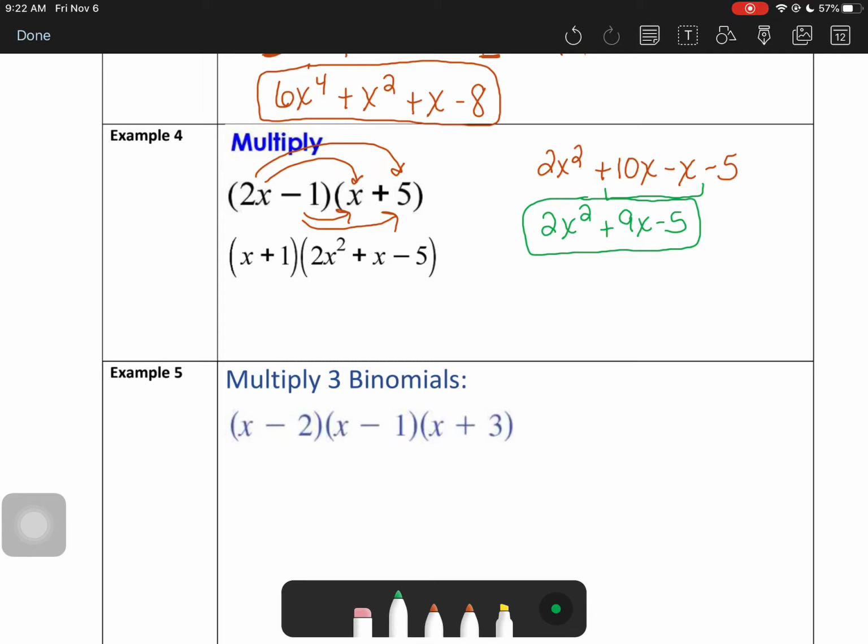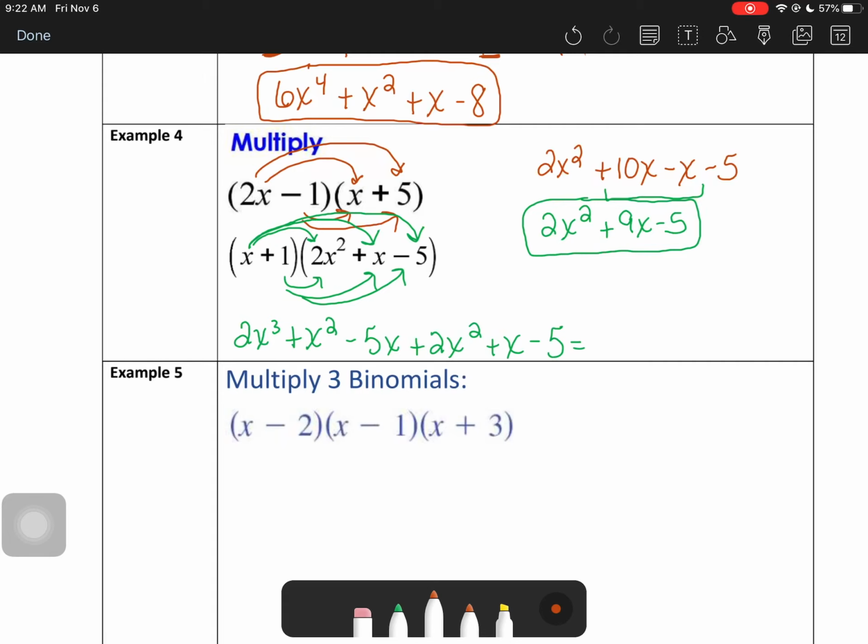In the second example, we're still going to be multiplying using the distributive property, but we have a binomial times a trinomial. So we still need to be careful about our organization. So x times 2x will be 2x cubed, and x times x squared is x cubed. Then we have x times x, which is x squared. And then we have x times negative 5, which is negative 5x. Then we have 1 times 2x squared, 1 times x, and 1 times negative 5.